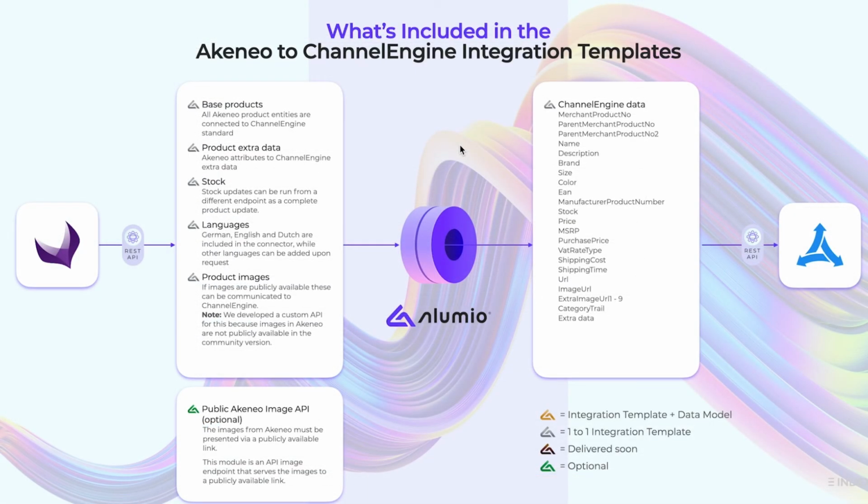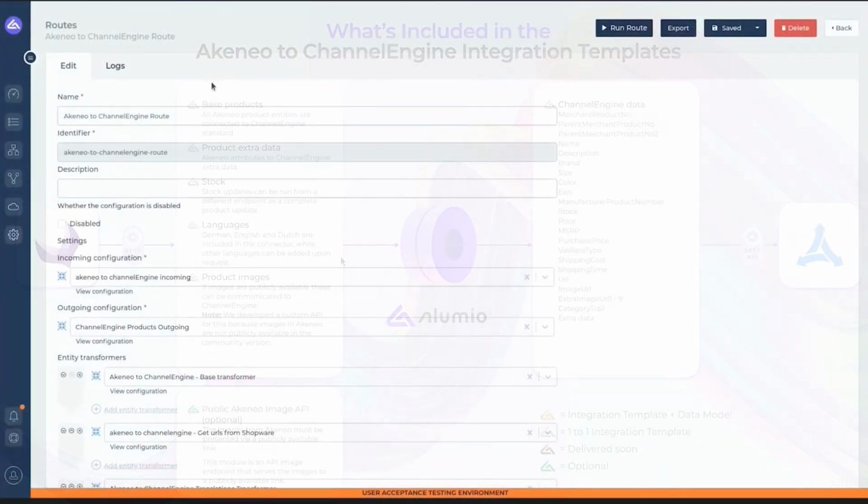The Alumio integration template for Akeneo to ChannelEngine includes data routes for base products. It connects all Akeneo product entities to ChannelEngine standard, since the ChannelEngine structure is rather flat. The integration template also includes data routes for product extra data, product images, which we need to make publicly available, and for which we offer an add-on module for Akeneo, as you can see used in this example. There's a data route for stock, of course, and languages. Now let's take a look at the route for products.